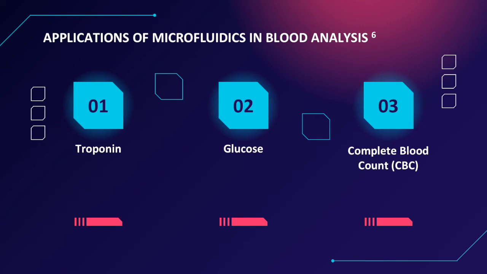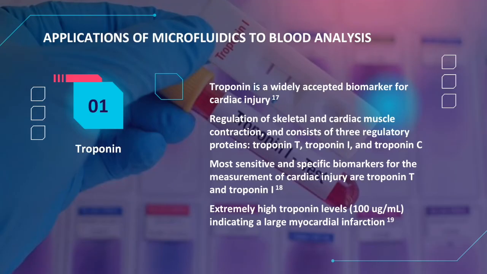Next, we move on to the applications of microfluidics in blood analysis or hematology, where we will be discussing three components: troponin, glucose, and complete blood count (CBC). We start off with troponin, which is a widely accepted biomarker for cardiac injury. It helps regulate the skeletal and the cardiac muscle contractions and consists of three regulatory proteins: troponin T, troponin I, and troponin C. However, troponin T and I were found to be most sensitive and specific for the measurement of cardiac injury.